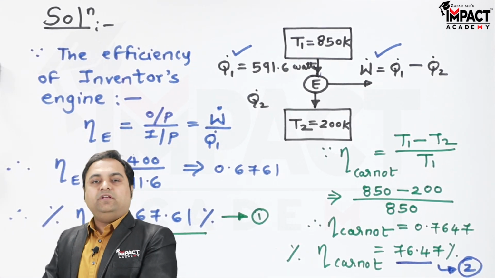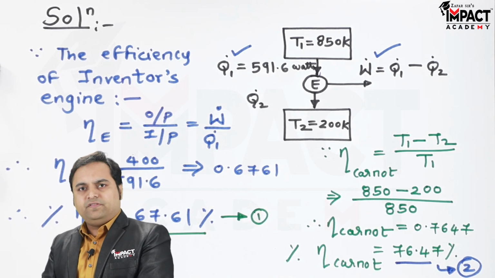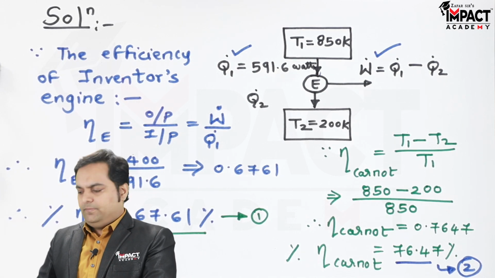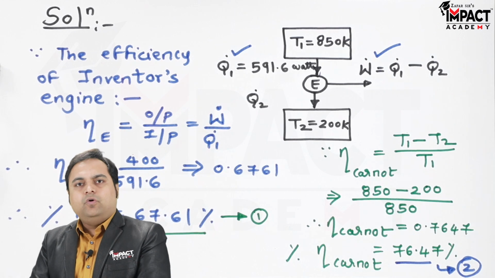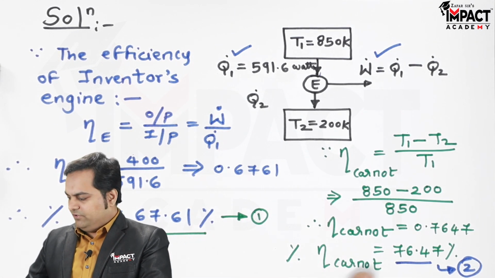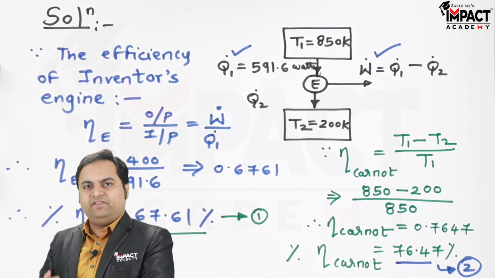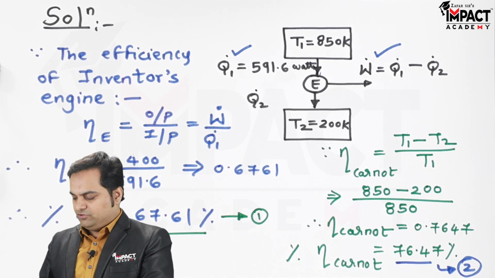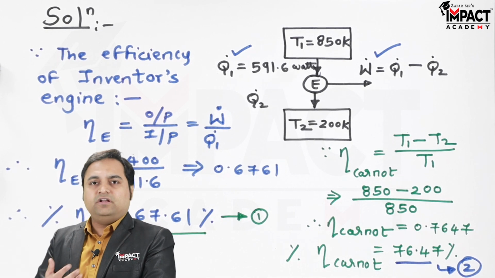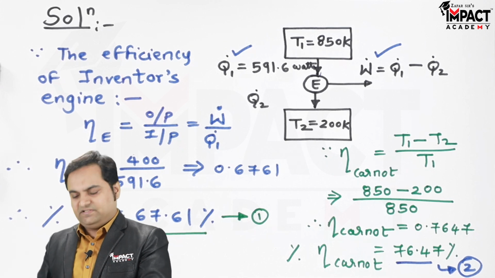Now remember, whenever we have to compare any kind of engine, its efficiency, or the thermal efficiency, is compared with Carnot, because a Carnot engine working between the same temperature limits will give the maximum efficiency. Here the Carnot efficiency is 76.47%, so the inventor's efficiency should always be less than the Carnot efficiency. If the efficiency of the inventor's engine is greater than Carnot, the claim is false, because between the same temperature limits the Carnot engine gives the maximum efficiency.